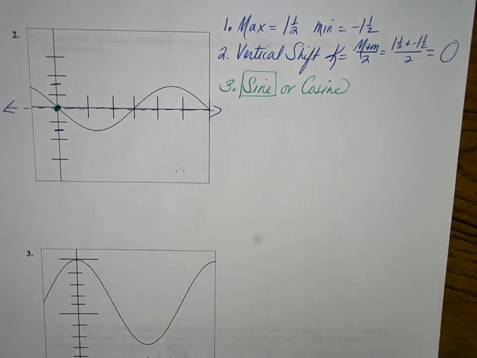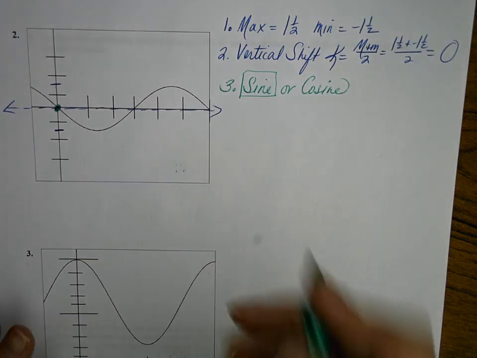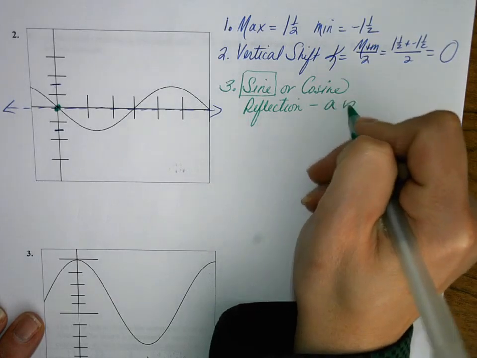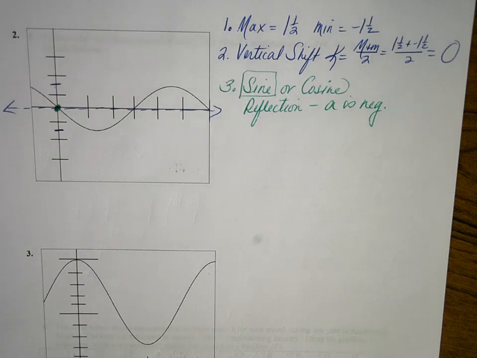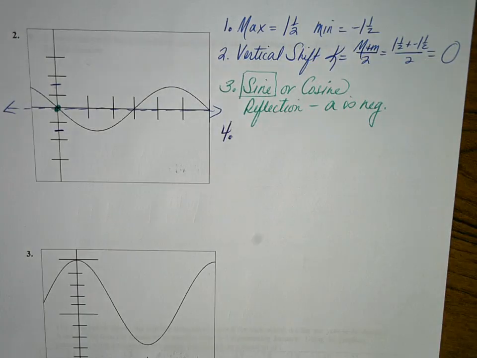Now, is there anything else I know when I look at this? It's upside down, right? My sine starts by going down to the minimum first. If it starts by going down to the minimum, what does that tell me? You bet. There was a reflection, and my A is negative. Very nice. There is a reflection, and my A value is negative. Beautiful. All right, where do we go next, Ben K?